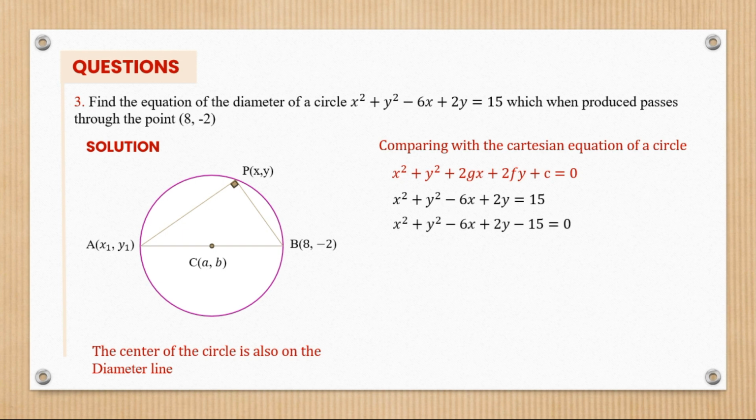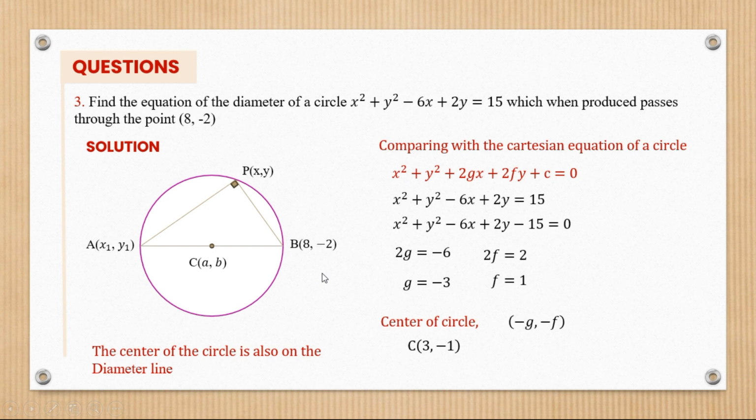So next we can see that 2g is equal to -6, of which g is equal to -3. 2f is equal to 2, of which f is equal to 1. That means that the center of the circle, which is (-g, -f), is (3, -1). So now that we know the coordinates of the center, we can first find the gradient of this line. The gradient of this line shall be very important.